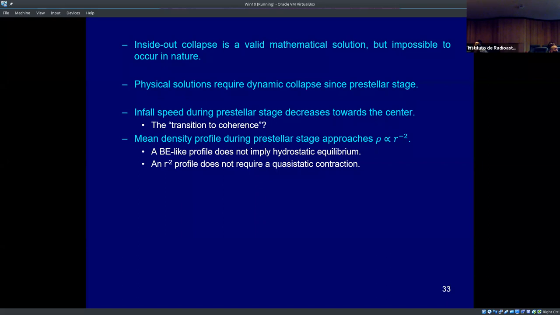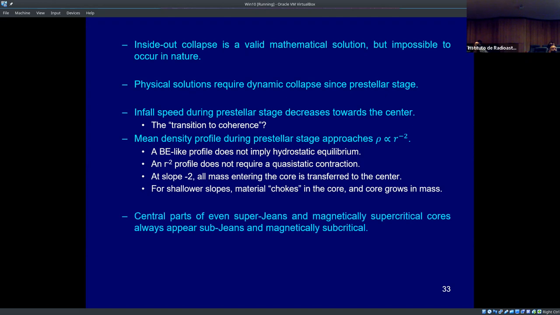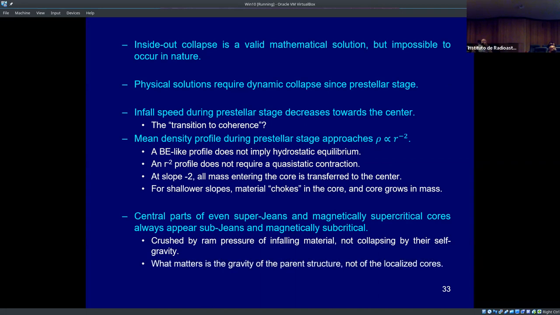It can occur dynamically. And at a slope equal to minus 2, all the mass that enters the core goes to the stars. But for shallower slopes, the material sort of chokes in the core, and so the core can grow in mass. The central parts of even large-scale supercritical clouds or magnetically supercritical cores will always appear subvirial and magnetically subcritical. And they're in the process of being crushed by the ram pressure of the infalling material, not collapsing by their own self-gravity. So what this means is that when we look at a structure that appears stable, in order to make sure that it's truly in equilibrium, we need to look at its surroundings.